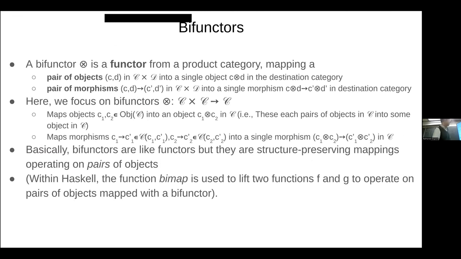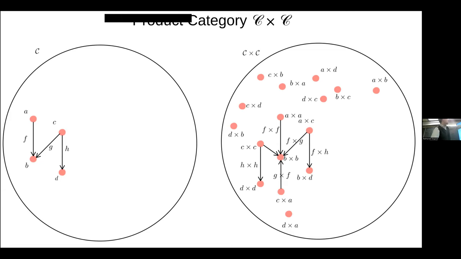And so here in this product category, we have a morphism guaranteed to exist uniquely for each combination of morphisms over here. You see that? Each combination of morphisms, like F cross G, we're guaranteed to have exactly one morphism from A cross C to B cross B. You see that?